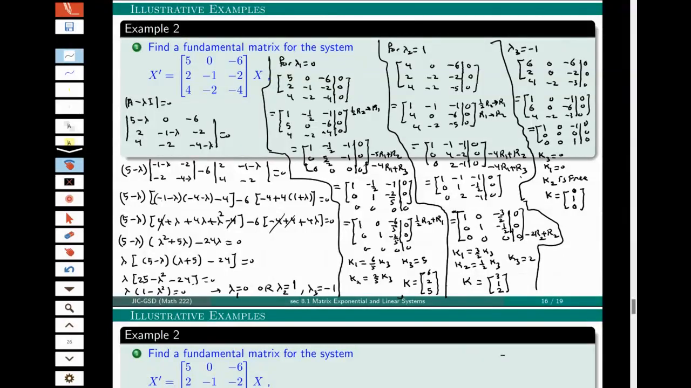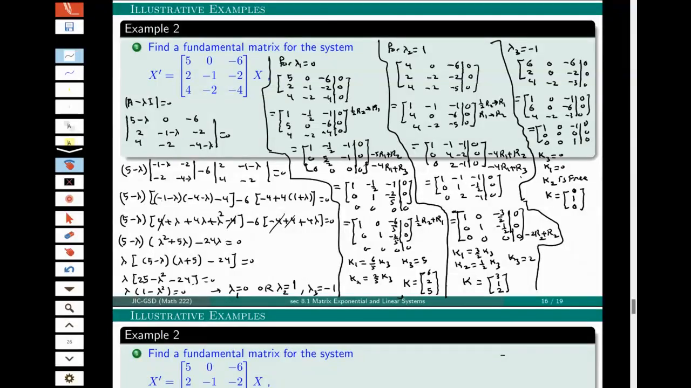Okay, so let me just write down these to move to the other one. So currently we have the following. We have the first eigenvalue is lambda 1, which is 0, and its corresponding eigenvector becomes 6, 2, 5. We have lambda 2 is equal to, we call it 1, and the corresponding is 3, 1, 2. And lambda 3 is minus 1, and 0, 1, 0 is the eigenvector.